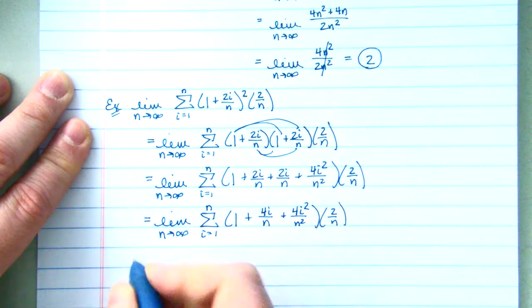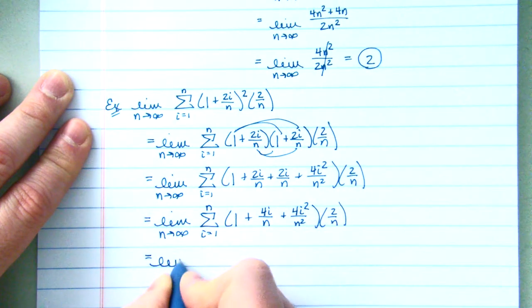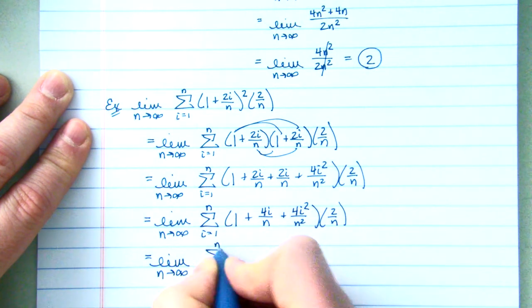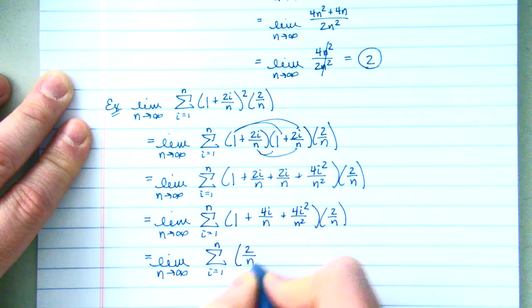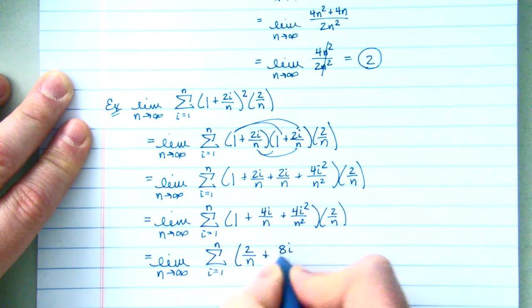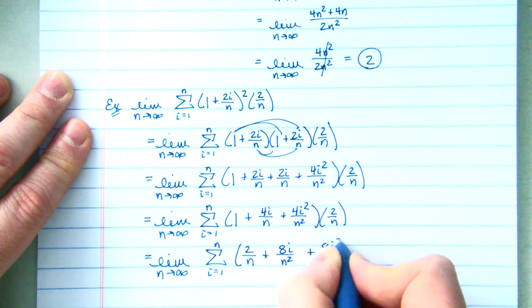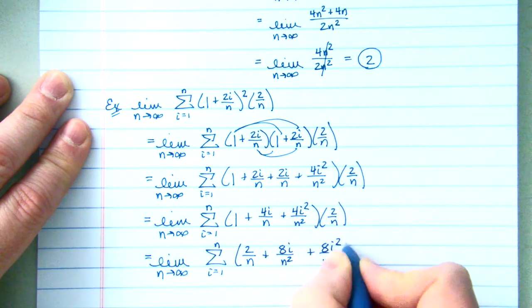And then I'll distribute the 2 over n to get the limit as n approaches infinity of the sum as i goes from 1 to n of 2 over n plus 8i over n squared plus 8i squared over n cubed.